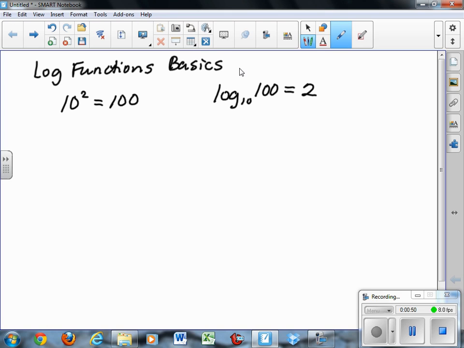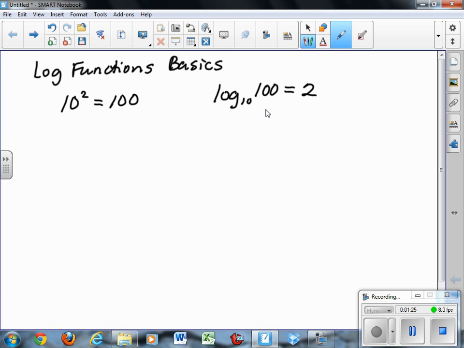This tells me if I have a base of 10, what exponent do I have to put on 10 to get 100? What exponent do I put on this base, 10, to get this number, 100? So the other side of a log, when I say log base 10 of 100 equals something, that something is an exponent. So 10 raised to the second power equals 100.